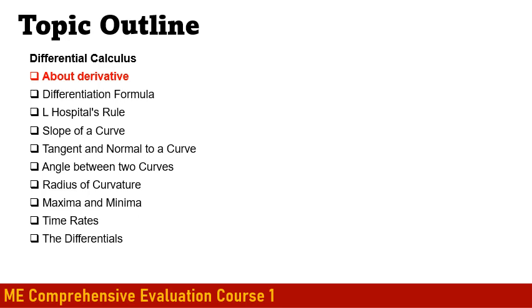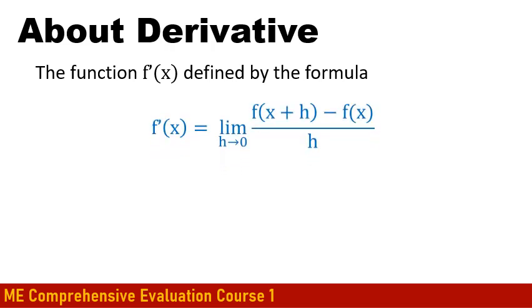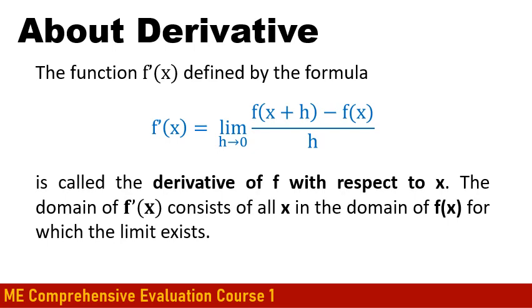Beginning with derivative. The function f prime x, defined by the formula that you can see here, the limit of f of x plus h minus f of x over h as h approaches 0, is called the derivative of f with respect to x. The domain of f prime x consists of all x in the domain of f of x, for which the limit exists.